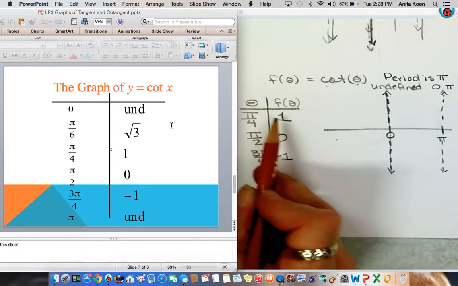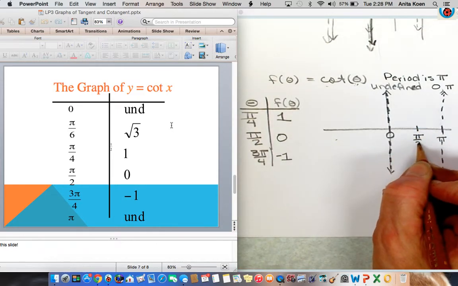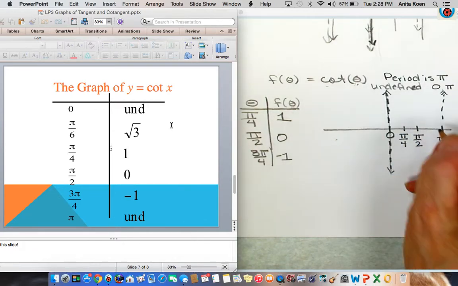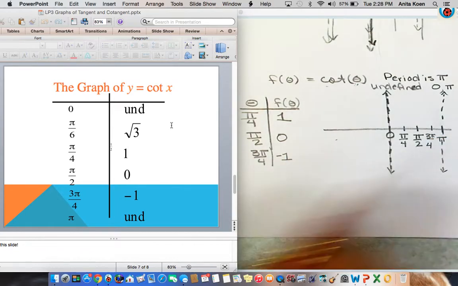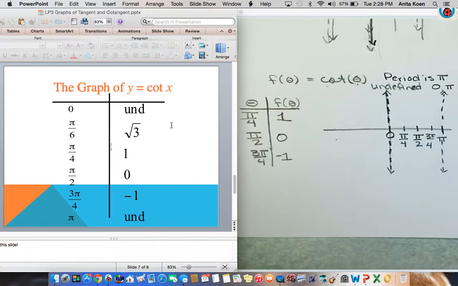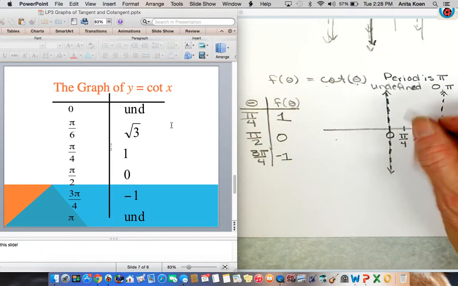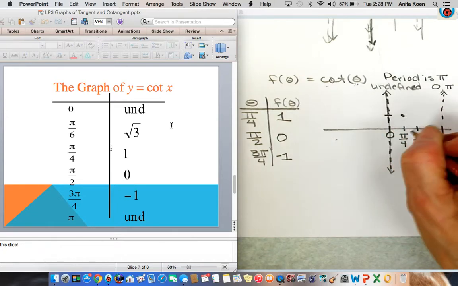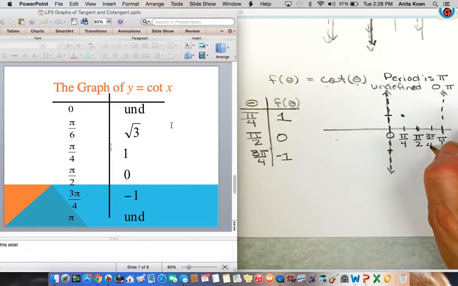Then I'm going to graph these points right here. So halfway in between 0 and pi is pi over 2. Pi over 4 would be halfway in between 0 and pi over 2. And 3 pi over 4 would be halfway in between pi over 2 and pi. Now I'm going to plug in my values here, substitute them in. So at pi over 4, I'm up here at 1. At pi over 2, I'm at 0. And at 3 pi over 4, I'm down here at negative 1.